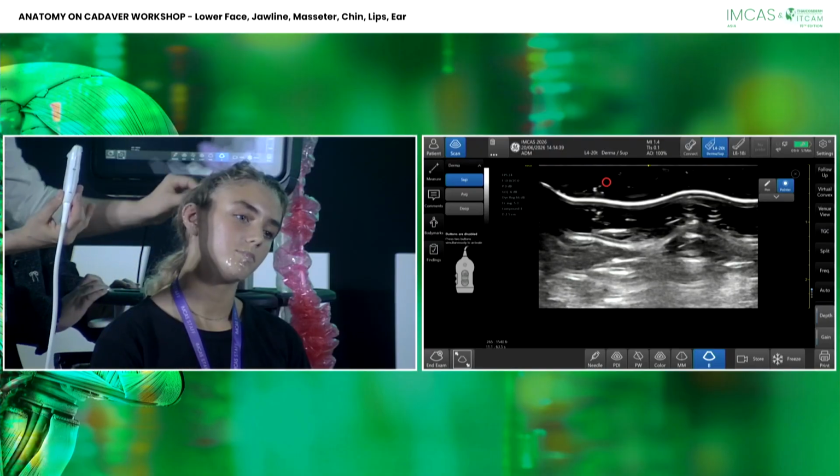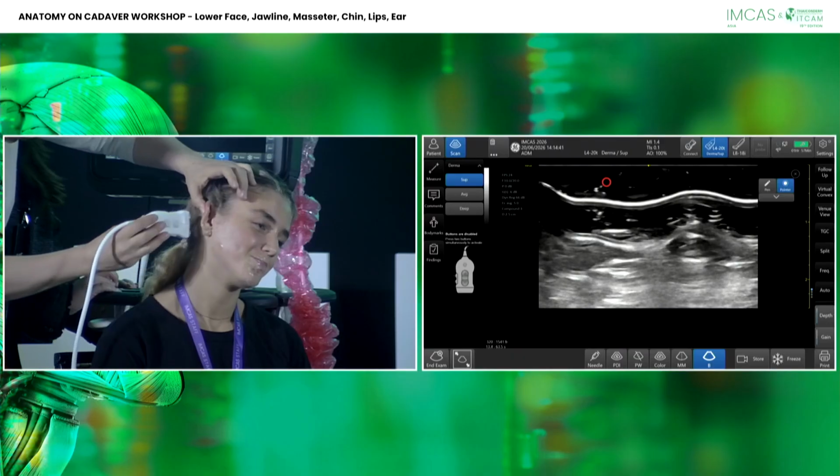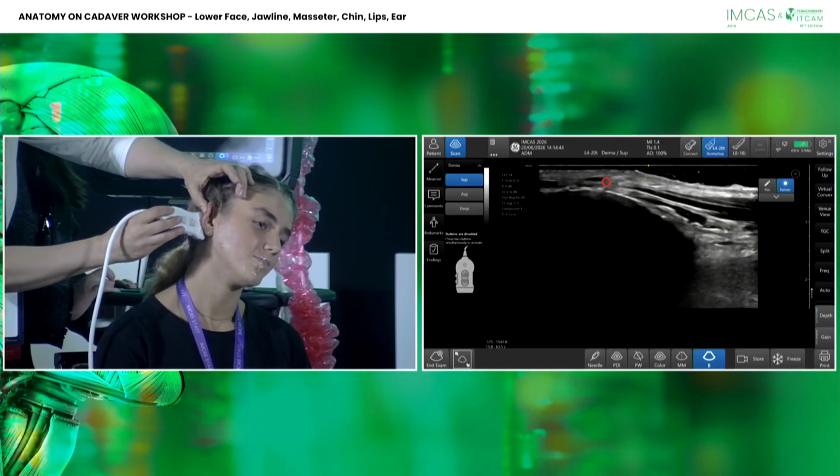I told her ultrasound gel is healthy for her hair. It will grow bigger and larger.